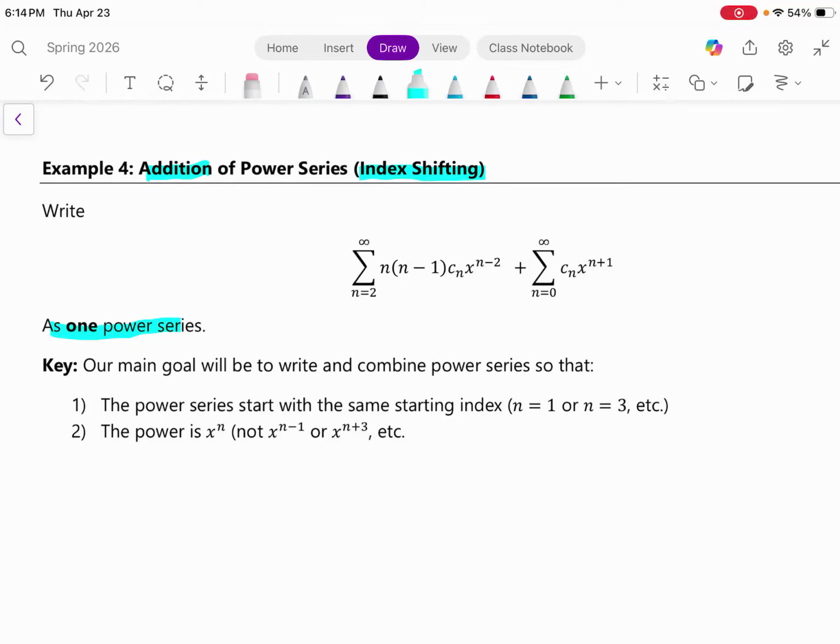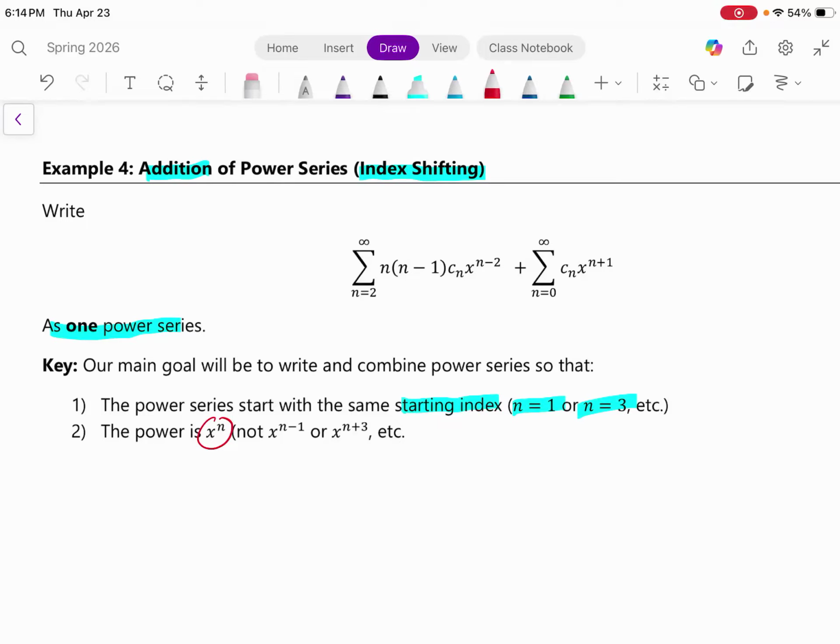So when we do this, we want them to have the same starting index. So both starting out at like n equals 1 or n equals 3, and they're both starting out at x to the n. So that's always our goal. So let's take a look at what we have to work with.